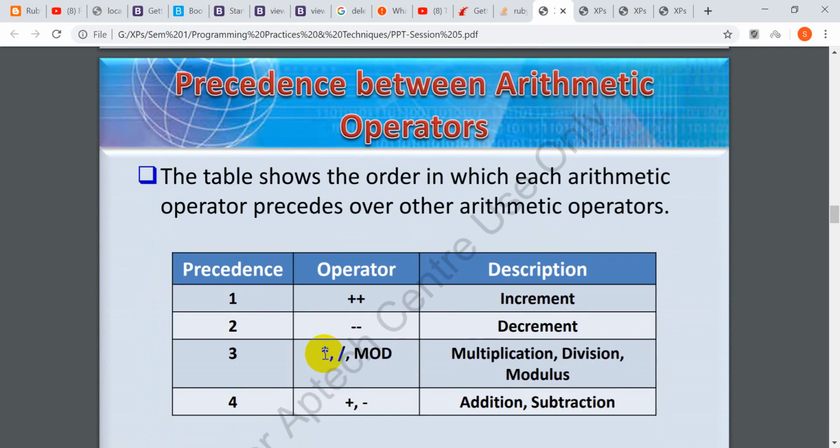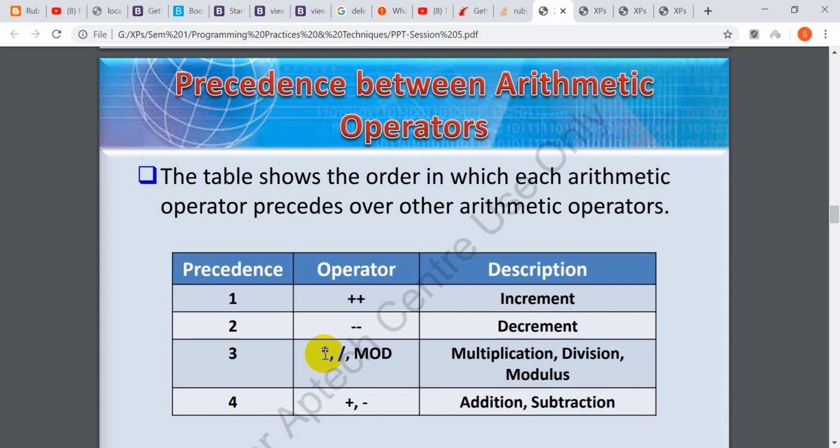Precedence between arithmetic operators. Do you know what precedence is? It's like what you are meant to start with in your code, what precedes. Just like in BODMAS, we have brackets, then division. So the precedence of BODMAS is what? Bracket. You have to start with the bracket, right? If there is a bracket in the calculation, you start with it. So precedence is what you should start with.